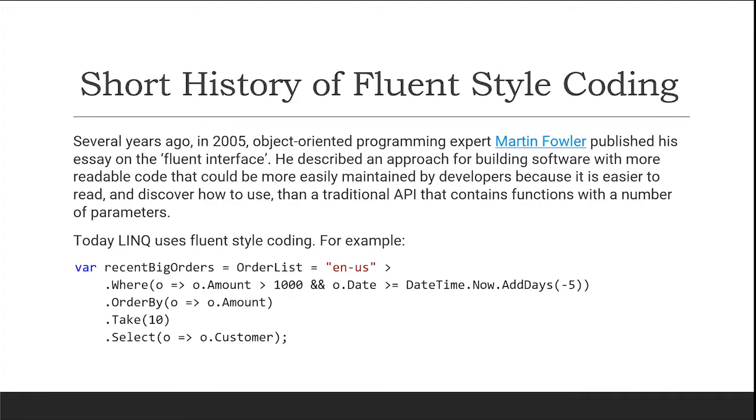Fluent style coding, in my research, appears to have been first introduced by Martin Fowler in an essay called Fluent Interface. And in my slides, this is an actual link. You can click on this link to see his essay. It is also used today in Microsoft LINQ, just like this. This is an example of Fluent style coding where you start with some object and you've got .method, .method, .method, .method, and methods can take parameters as well, of course. That's the basic definition of Fluent style coding.